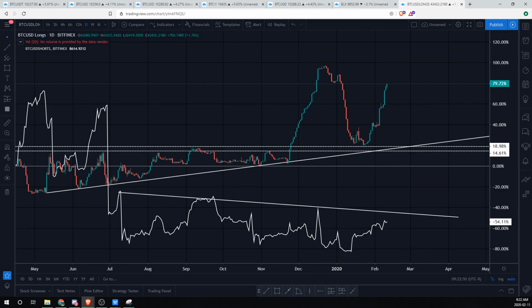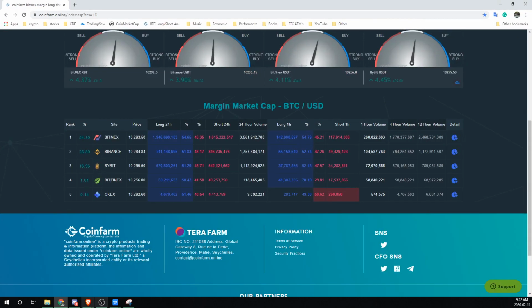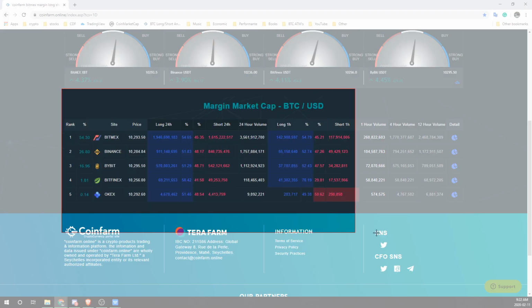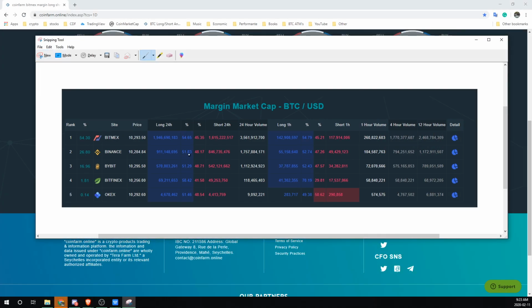Now talking about the coin farm, looking at different exchanges within the market, let's look at the different exchanges that we have available to us within our tool here. So on BitMEX, looking initially at the 24-hour shorts, we do see that there's a pretty big discrepancy. We have 54.6% of people that are long on BitMEX, where there is only 43.4% of people short. That's a pretty big discrepancy.